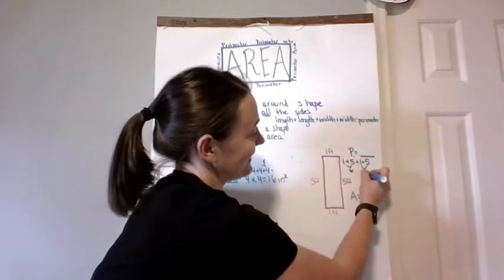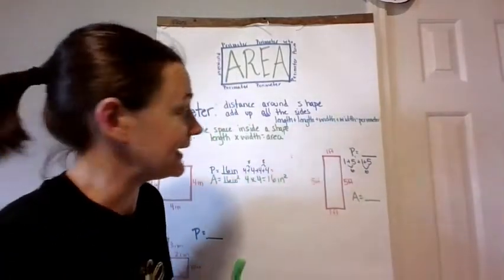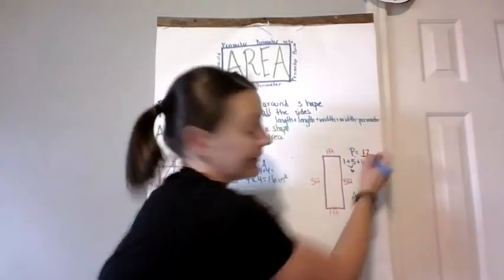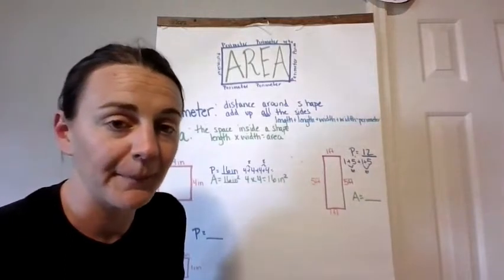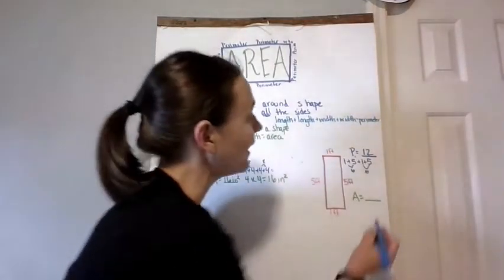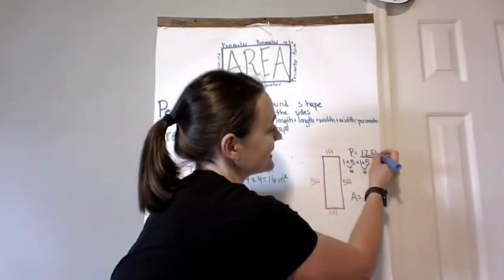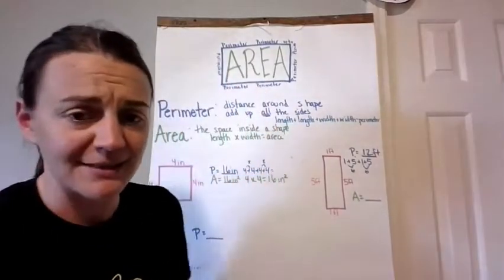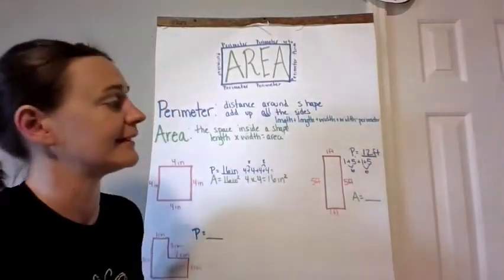And that's 6. 6 plus 6 equals 12. Am I done there? Oh, good. You're yelling at the computer screen again. No, it's 12 feet. Put that label, Mrs. Bentley. Don't forget the label.